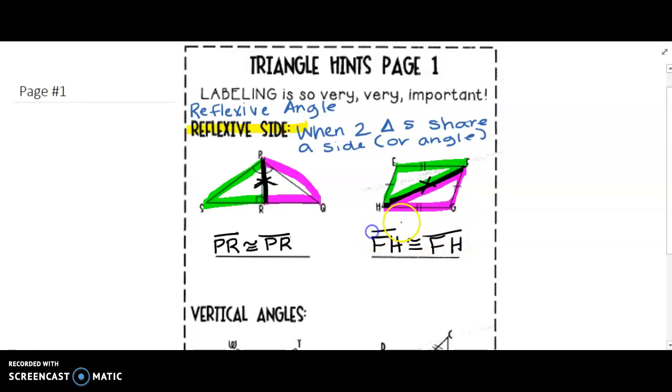As we go through, remember that FH is the same thing as HF. Sometimes we're going to write it this way too. It's still the same side, it's just written in a different order. After we get into proofs, we'll talk about why we would do that and when we would do that.